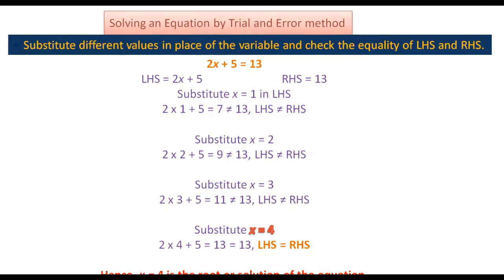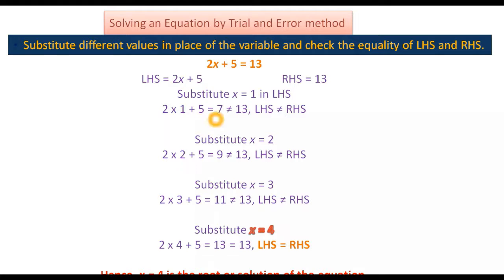We have an equation here, 2x plus 5 equals 13. This 2x plus 5 is the left hand side of the equation and 13 is the right hand side. Now let's substitute values in place of the variable. Suppose we substitute 1 in place of x. We put the value of x as 1 in the left hand side. So we write 2 as it is, in place of x we write 1, then plus 5. 2 times 1 is 2, plus 5 gives 7.